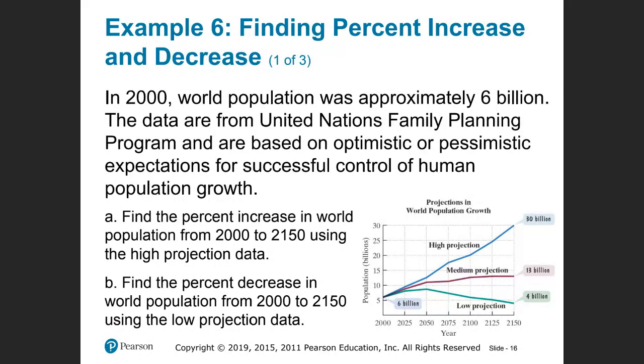So in this example, in 2000, world population was approximately 6 billion. The data are from the United Nations Family Planning Program and are based on optimistic or pessimistic expectations for successful control of human population growth. We want to find the percent increase in world population from 2000 to 2150 using the high projection data, and then find the percent decrease in world population for the same time period using the low projection data.